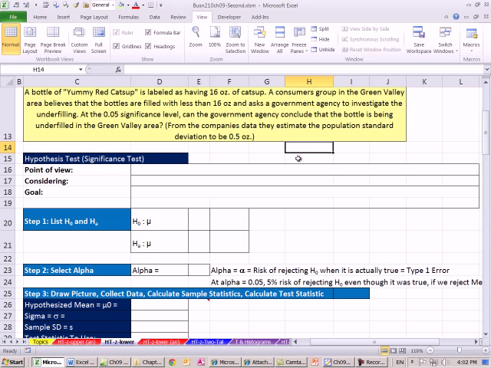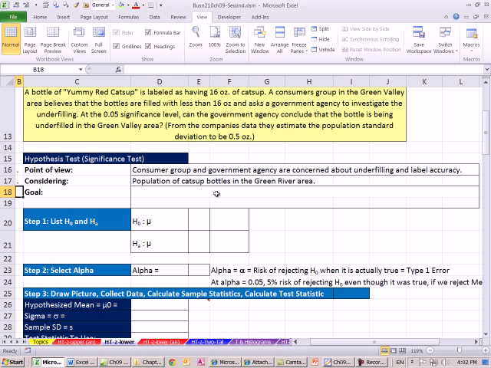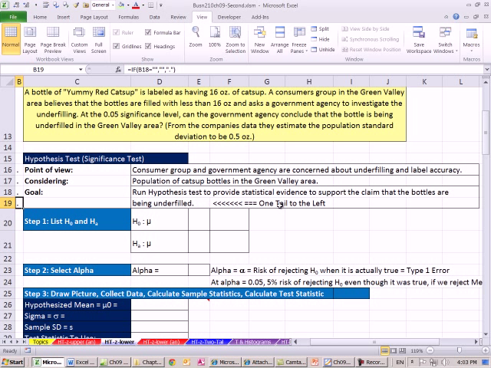All right, now the first thing is we want to figure out whose point of view this is. In this example of ketchup, a product that's filled, we're going to do it from the consumer point of view. Next example, we'll do it from the manufacturer point of view, and you'll see that the way you set up the hypothesis test is slightly different. All right, so the point of view. Well, we have a consumer group and a government agency, and they're concerned about underfilling and label accuracy. We are considering the population of ketchup bottles in the Green Valley area. And our goal is to run a hypothesis test to provide statistical evidence to support the claim that the bottles are being underfilled. That's the way we're going to set up the test to support whatever our conclusion is.